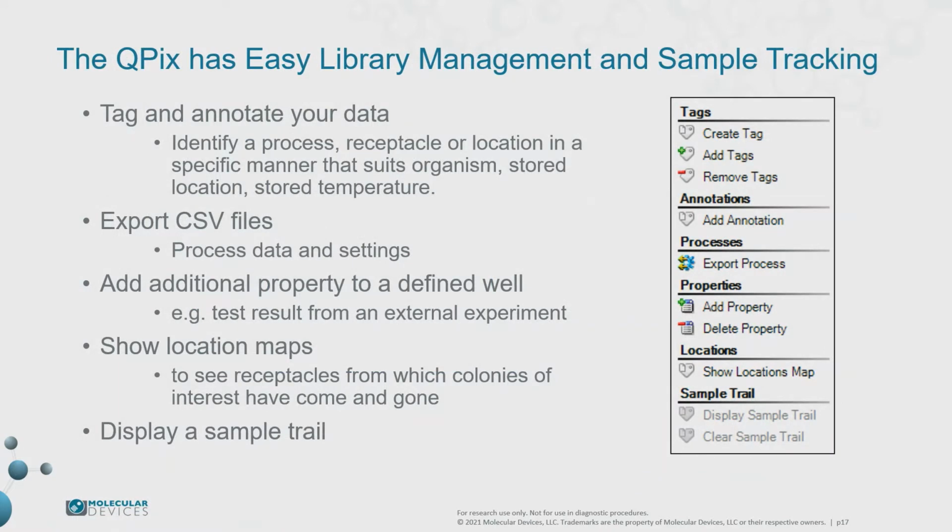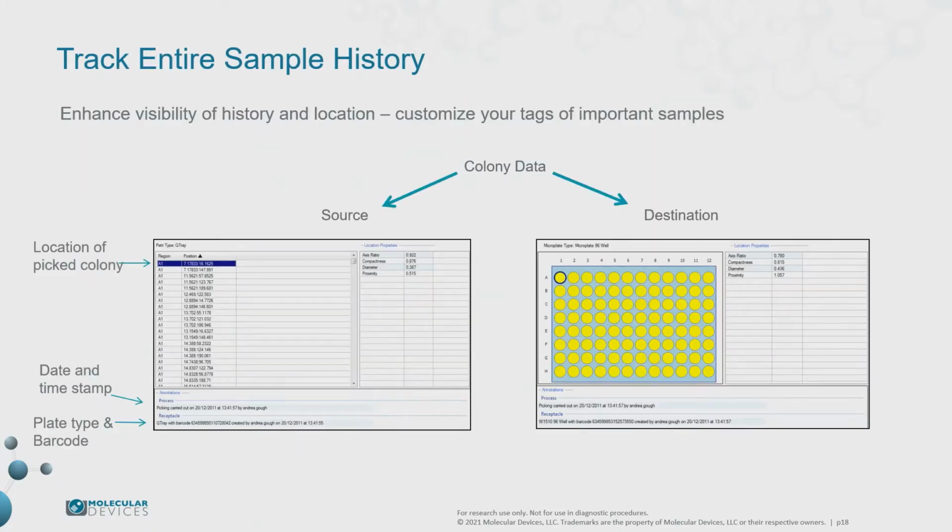The software has a really robust database management system with ability to track pick runs and plates picked from and into, and easily export this data for sample tracking. Here is an example of how the Cupix data review process enhances visibility of history and location of pick colonies with the option to customize tags of important samples for easy sample tracking.